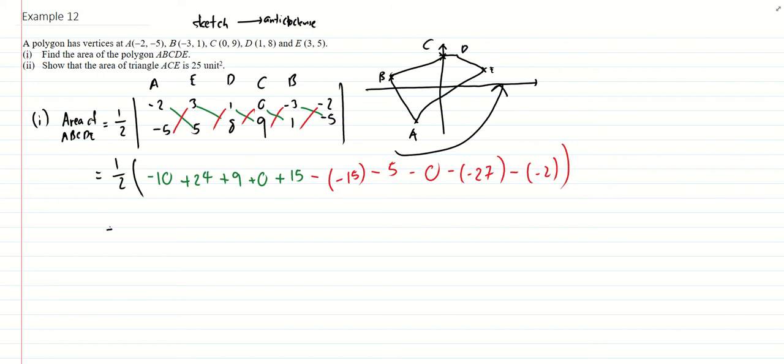So we can slowly calculate this. We have half bracket 24 minus 10 is 14. 14 plus 9 is 23. Okay, 23 plus 15, 33, 38. I mean, you can just type this into the calculator lah.